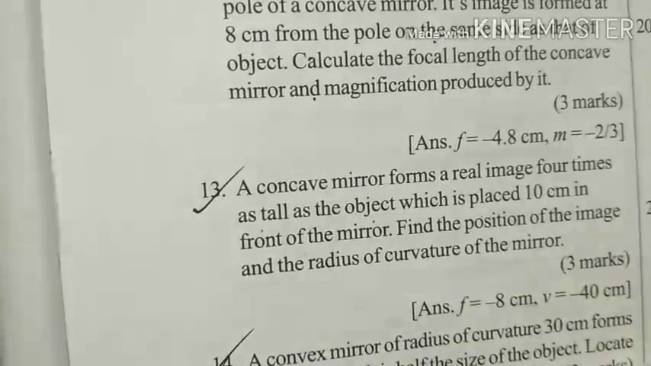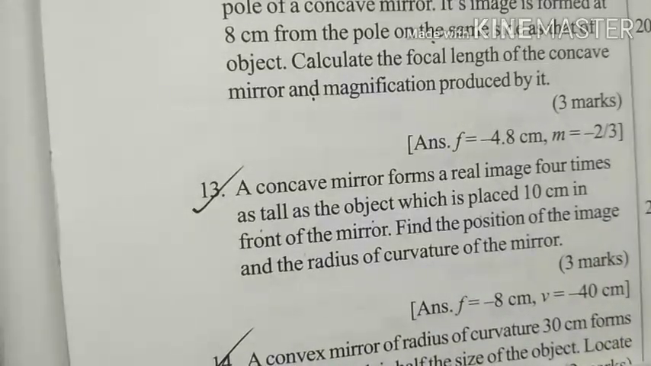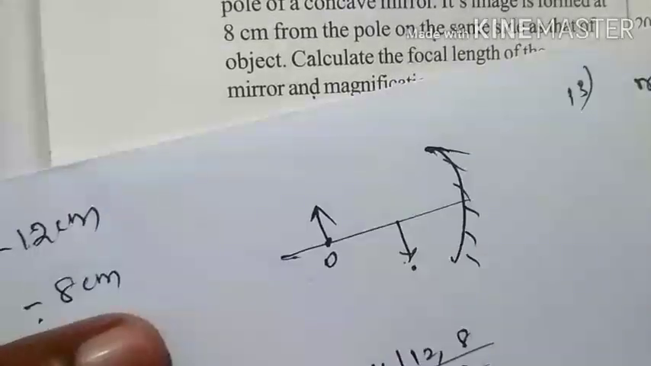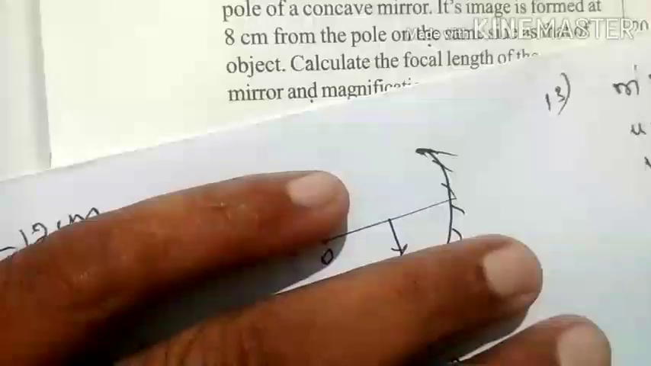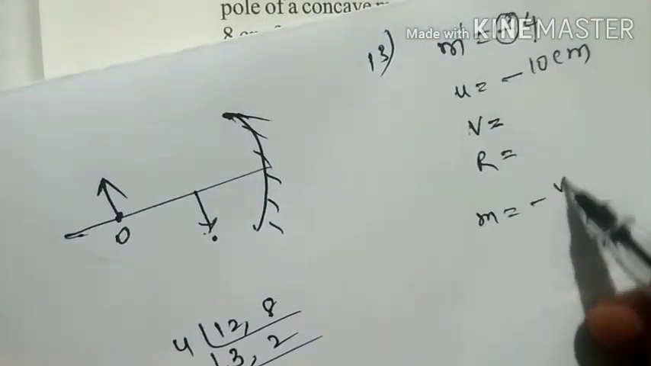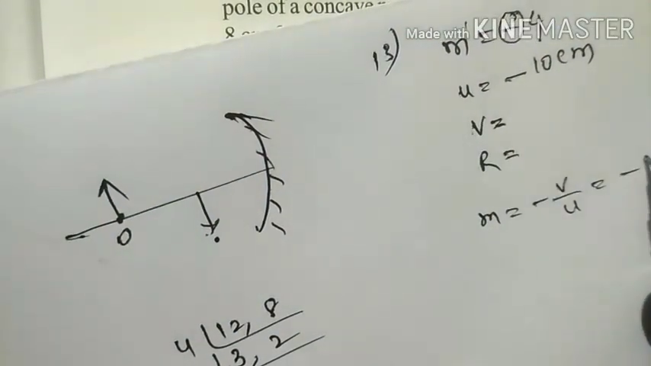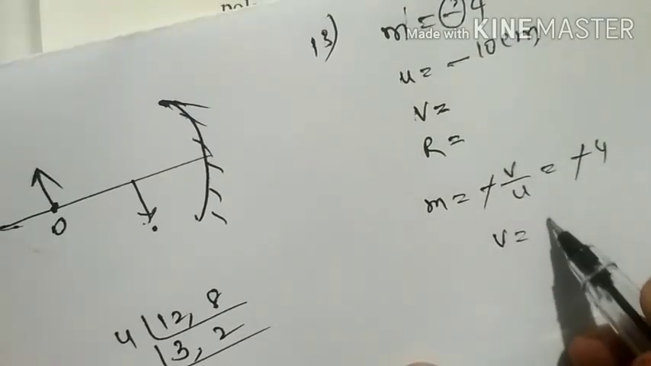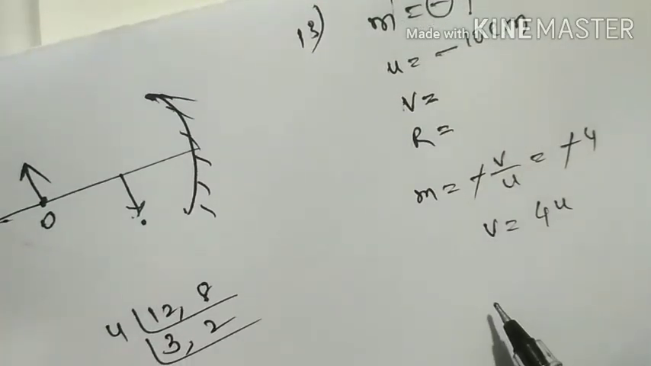So a concave mirror forms a real image 4 times as tall as the object, placed 10 centimeters in front of the mirror. Now how can we find this? Magnification m is equal to minus v by u, equal to minus 4, as it is given. Minus will get cancelled. v is equal to 4u.